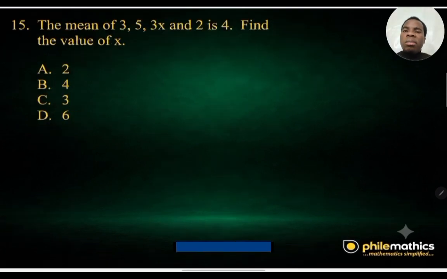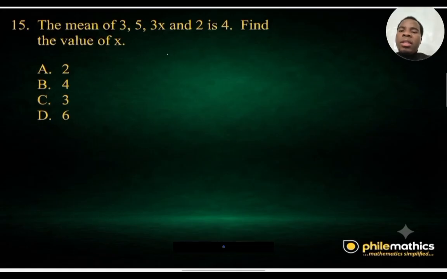This question simply tests our knowledge of mean. It says the mean of 3, 5, 3x, and 2 is 4. Find the value of x. You want to recall the formula for finding mean. It says mean is the summation of the values called x over how many values are in there. We have 1, 2, 3, 4 values.